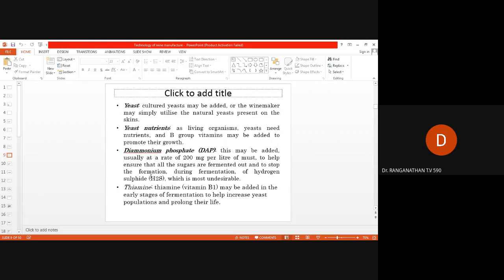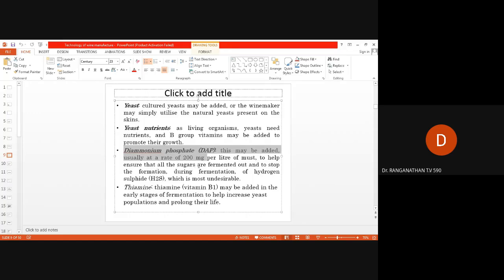Fine. Of course, yeast normally is Saccharomyces cerevisiae. And apart from that, to ensure the growth of yeast, you have yeast nutrients, which include a group of vitamins as also ammonium sulfate, etc., the nitrogen source. Because you have a sugar source, to improve the growth of yeast you need a nitrogen source and vitamins, and hence you have ammonium sulfate, etc. As I said, diammonium phosphate is added at a rate of 200 mg per liter.